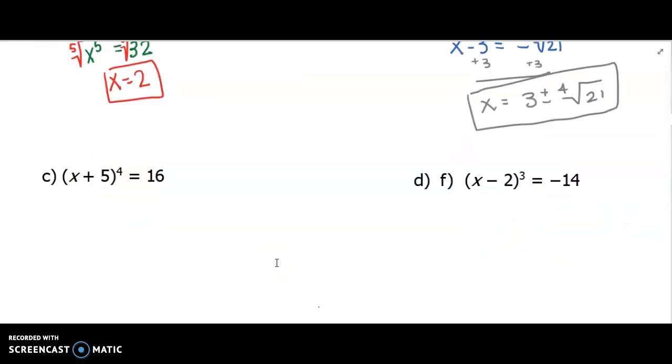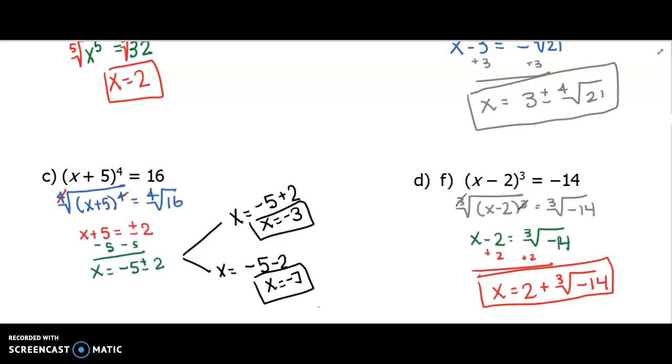All right, so I want you to pause this video right now and work through C and D on your own. Pay attention to whether it's positive or negative, and then we'll come back and you can check your answer against mine. Hopefully you've worked through C and D, and this is what you get. On C you should have gotten x equals negative 3 and negative 7, and on D you should have gotten 2 plus the cube root of negative 14. If you didn't get something, pause this, look over my work, and check it against your work. If you still don't know where you made the mistake, or if you don't understand why I did what I did, please let me know.